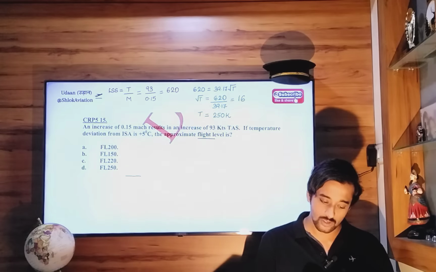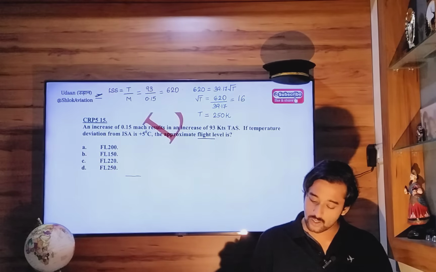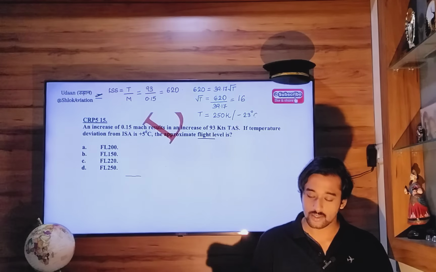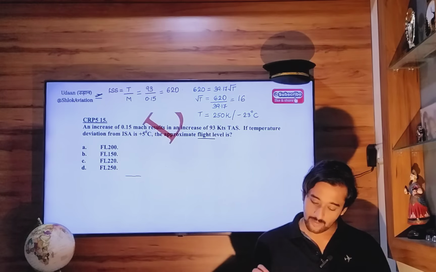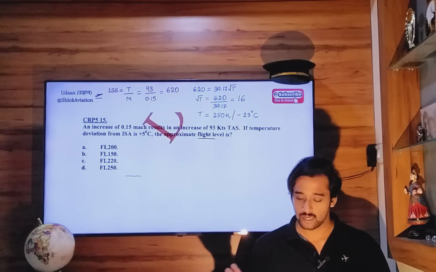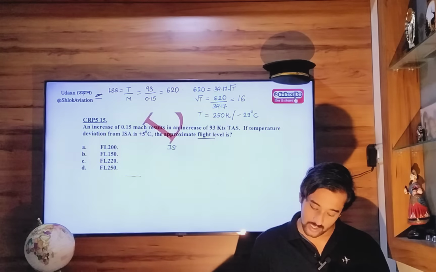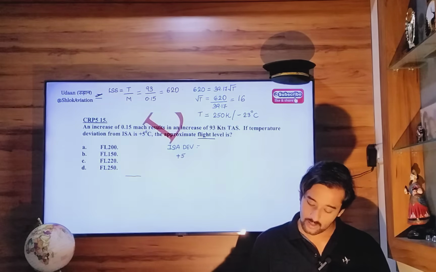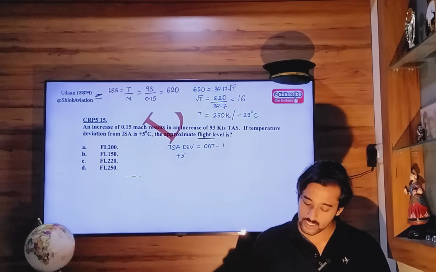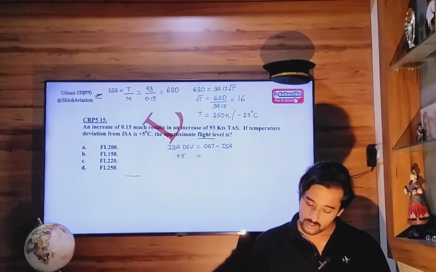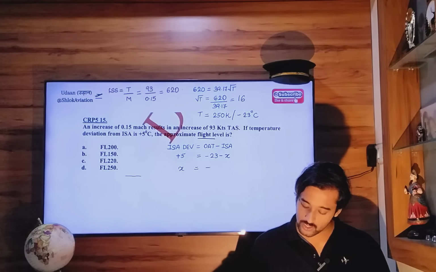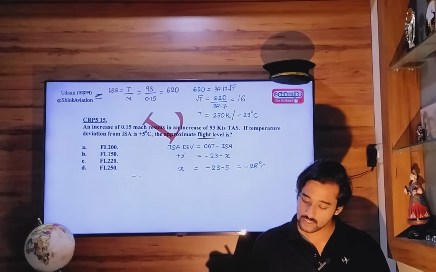250 Kelvin minus 273 is minus 23 degrees Celsius. Okay. So outside air temperature is minus 23 degrees Celsius. ISA deviation given in the question is plus 5, outside air temperature minus ISA temperature. So minus 23 minus x. So x equals minus 23 minus 5, minus 28 degrees Celsius.